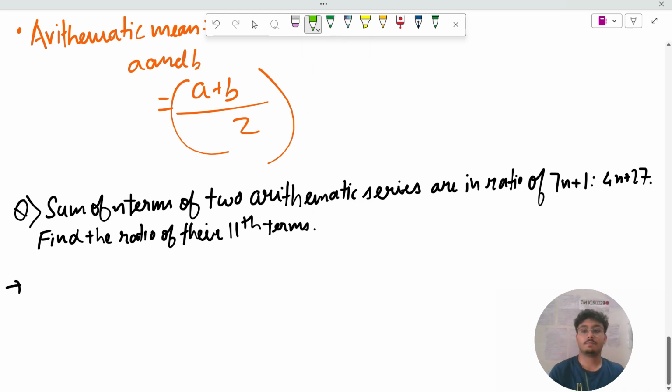Give an attempt to this one. It's a nice one. Take 2 minutes and just try to solve it. Yes, you have just seen it. I'll give it a solve.